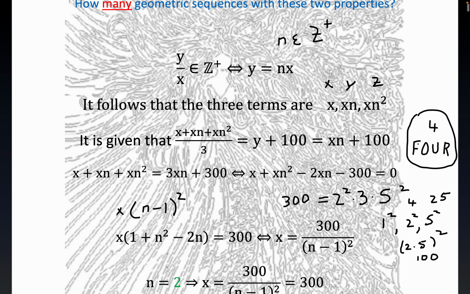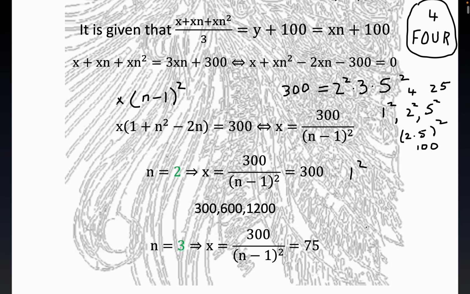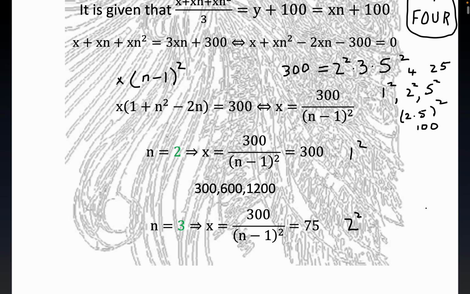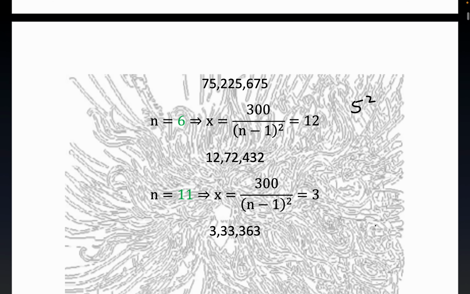Now, let's take a look at some real life situations here. Notice right here that for n equals 2, we get the 1 squared case. And for n equals 3, that's the 2 squared case. So we got 1 squared, 2 squared, 5 squared, and then 10 squared. And all the way down here, this is the 5 squared case. And then finally we get to the 10 squared case.